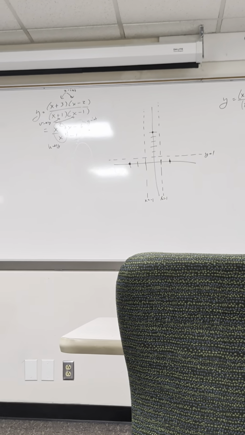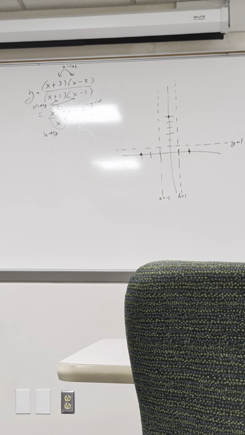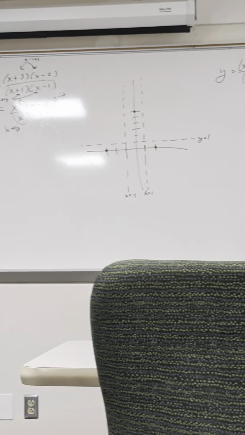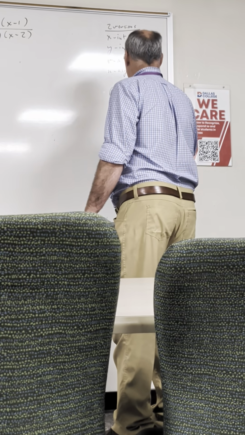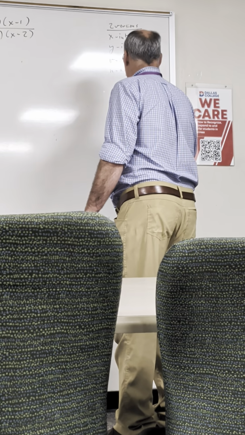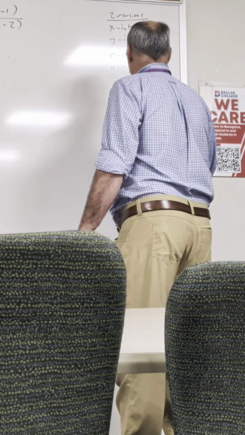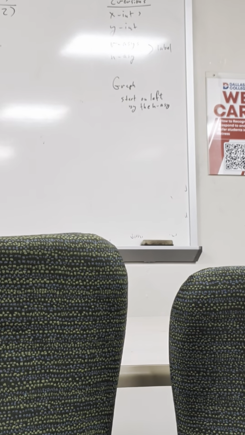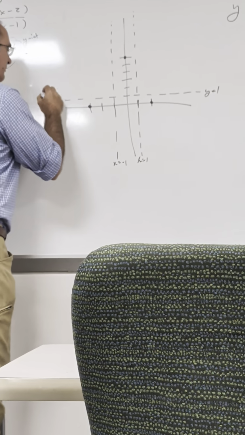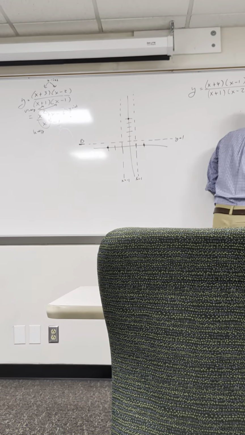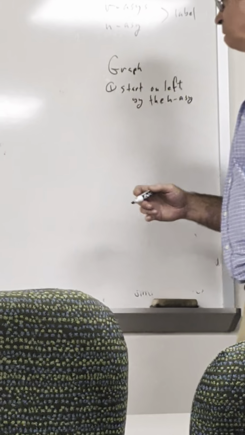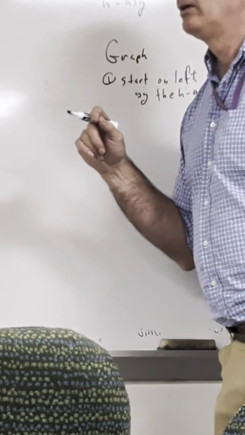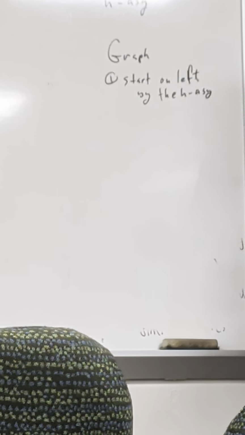Next step sounds scary. It's going to be graph the thing. You are going to start on the left by the horizontal asymptote. So I'm starting somewhere out here. That's where I start. Next, pass through points. Respect vertical asymptotes.